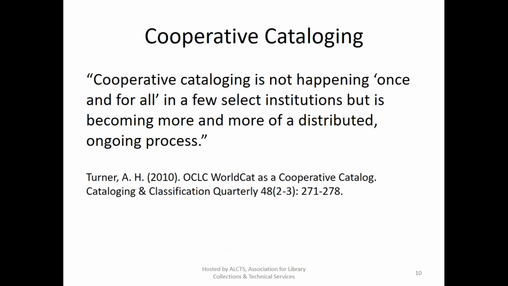We also need to remember that we are in a cooperative cataloging environment. Amy Turner wrote that cooperative cataloging is a distributed, ongoing process. Any cataloger with a full-level authorization or higher can participate in OCLC's expert community and make changes to many WorldCat master bibliographic records. Of course, there are some limitations, but this is an important way in which we can enhance the quality of shared records to benefit our library community.